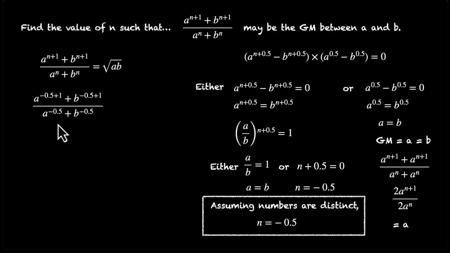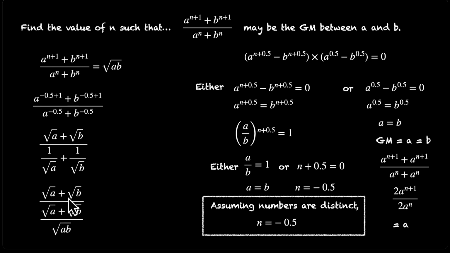In the denominator we have a to the power minus half, that's 1 upon square root of a, and here we have 1 upon square root of b. So this is what we get, root a plus root b by 1 by root a plus 1 by root b. Let's simplify this further. For the denominator we can take root a root b as the LCM. This is what we get, root a plus root b divided by root a plus root b upon root ab, and this gets cancelled, root ab moves to the top, and finally we get square root of ab, which is what we wanted. This means that for n as minus half, this expression actually becomes root ab, which is our GM between these two numbers.